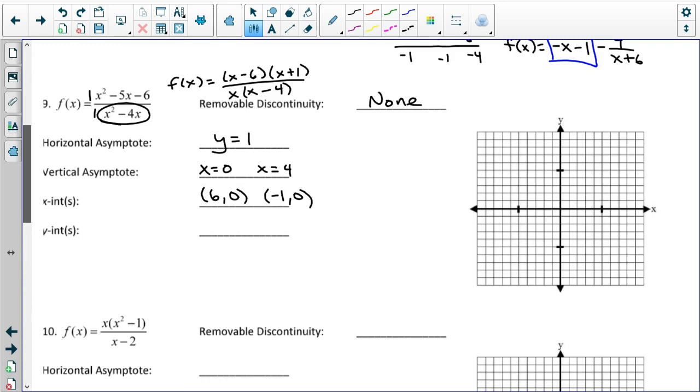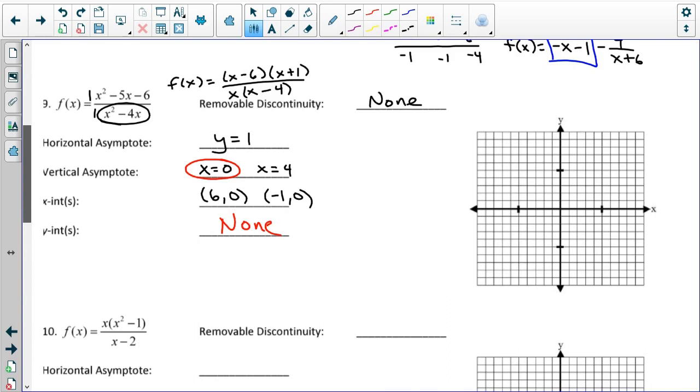And the reason there isn't a y-intercept is if I substitute in 0 for x, notice that gives me a vertical asymptote. It makes the denominator 0. So I don't have a y-intercept. And that's why this problem is kind of interesting.